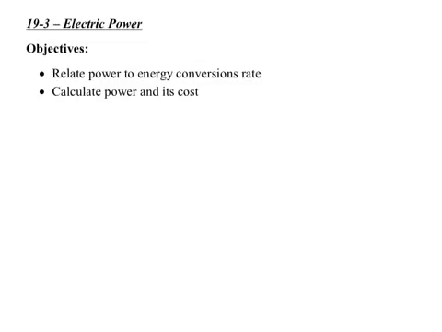Section 19.3, electric power. The two objectives here are going to be to relate how energy is converted, and the rate at which it's converted, to power, and to calculate power for usual appliances around the house and its cost over a given time period.